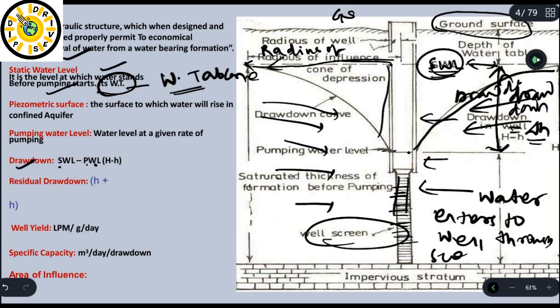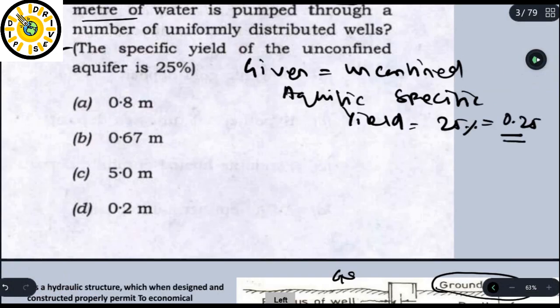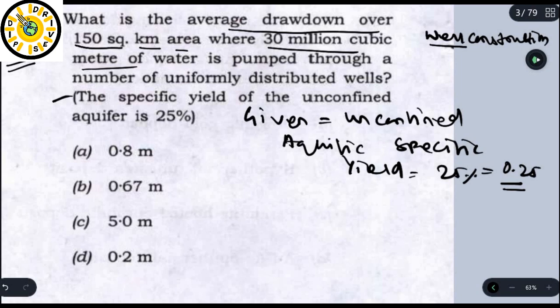In simple words, what is the static water level before pumping and what is the pumping water level after pumping, and this difference is called the drawdown. Okay, clear? I hope you got it. Okay, so specific yield दिया हुआ है. So what do you mean by specific yield?